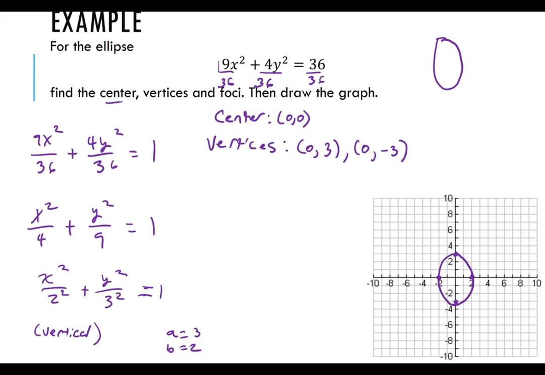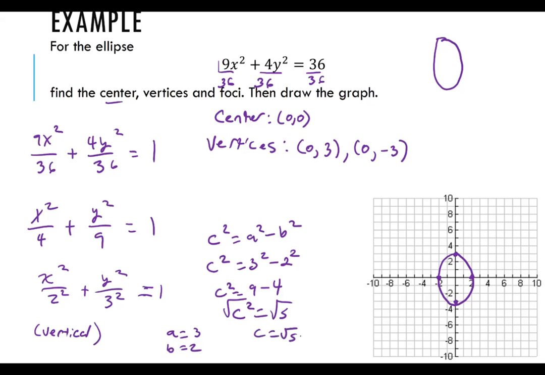The only thing left to find is the foci, but to find the foci, we need to find c. Well, c squared is equal to a squared minus b squared, and so c squared is equal to 3 squared minus 2 squared. So c squared is equal to 9 minus 4. C squared is equal to 5. Take the square root of both sides, and I get that c is equal to root 5.